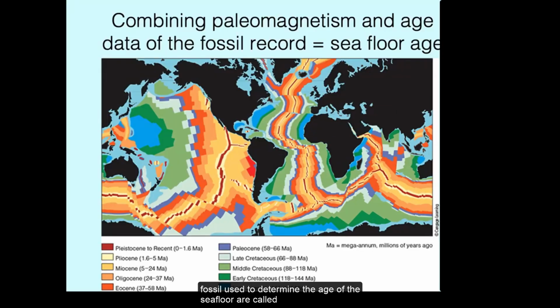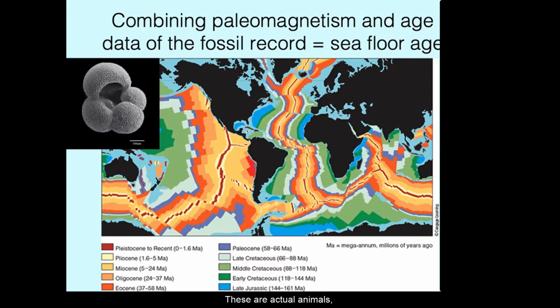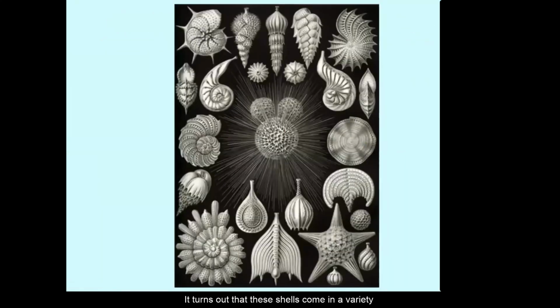The fossils used to determine the age of the ocean floor are called foraminifera. That's actually an animal. It's a planktonic amoeba, which makes a shell, which you can see here. These shells remain in the sediment over millions of years. So when the animal dies, the shells sink to the ocean floor and accumulate there over millions and millions of years. Turns out that these shells come in a variety of forms and can be quite pretty.